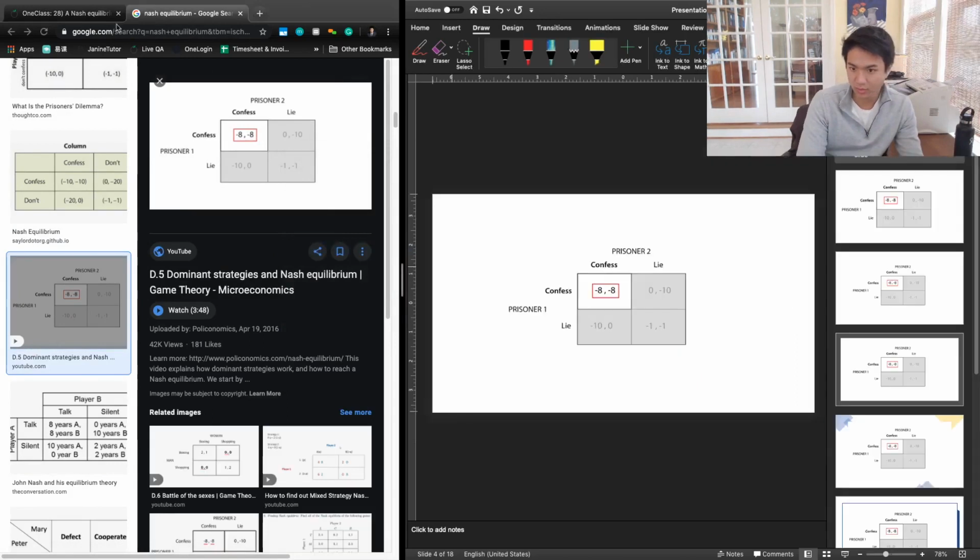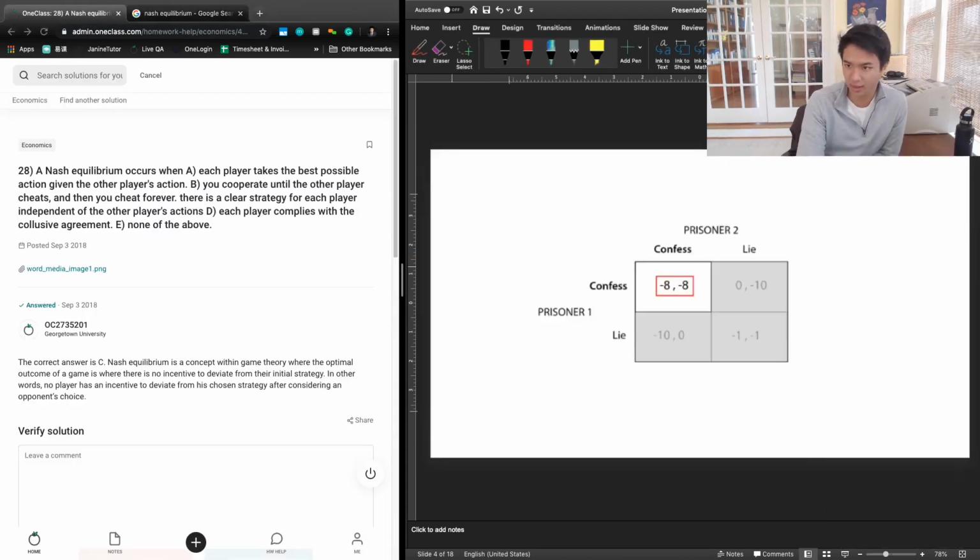Right, so this is going to be a better depiction of the scenario we're talking about. And so what we see here is, again, you can confess or lie. If you both confess, you get 8 years. If you confess and they lie, you get 0 years and they get 10 years. If you lie and they confess, you get 10 years. If you both lie, you both only get 1 year, right?